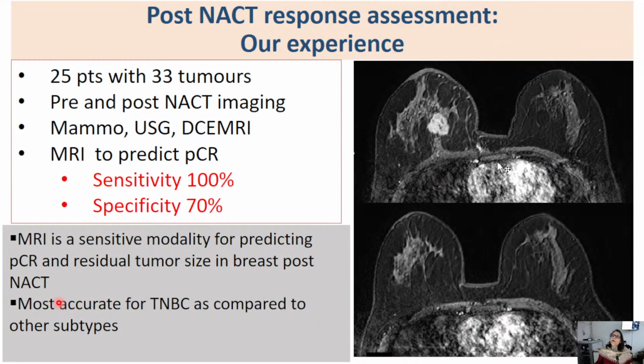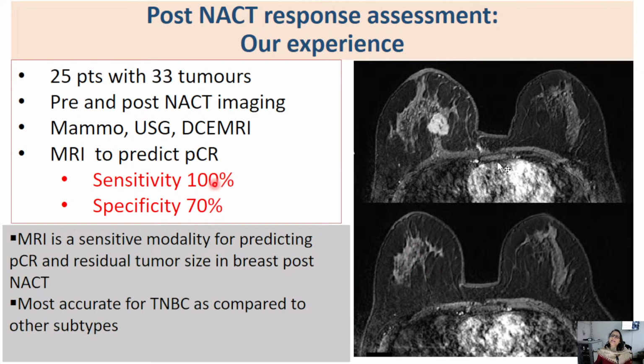Another use is in post-NACT response assessment. This is from our own experience where we evaluated 25 patients with 33 tumors. This is the example of the pre-NACT MRI, which depicts the irregular morphology of a bright breast mass. This is the post-chemotherapy MRI, which shows complete resolution of the lesion in the right breast.